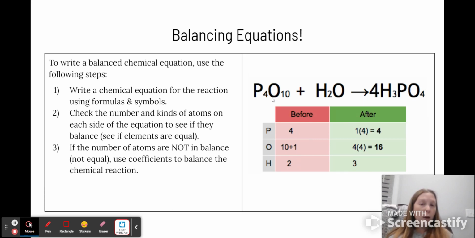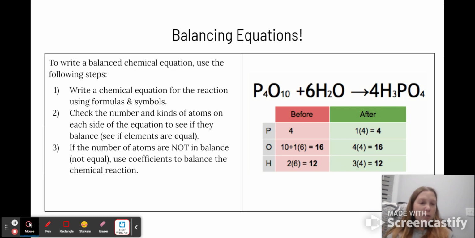Before, you write down the numbers on the reactant side. You see this 4 here, so you've got 4 phosphorus. You have 10 plus 1, which right now would be 11 oxygen, starting off. And then hydrogen, you've got 2. My rule of thumb when you're balancing is you start with the most complex compound first. Always start with the hardest one first. Then for the after, we've got 3 hydrogens, 1 phosphorus, and 4 oxygens.